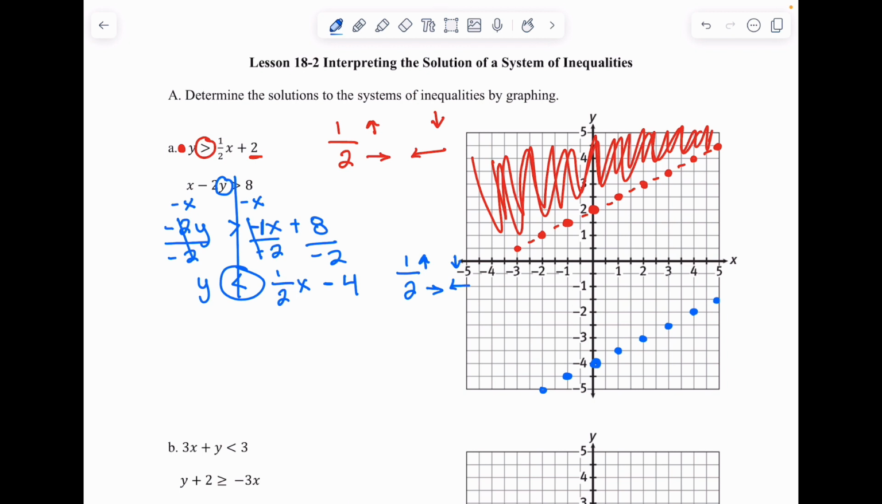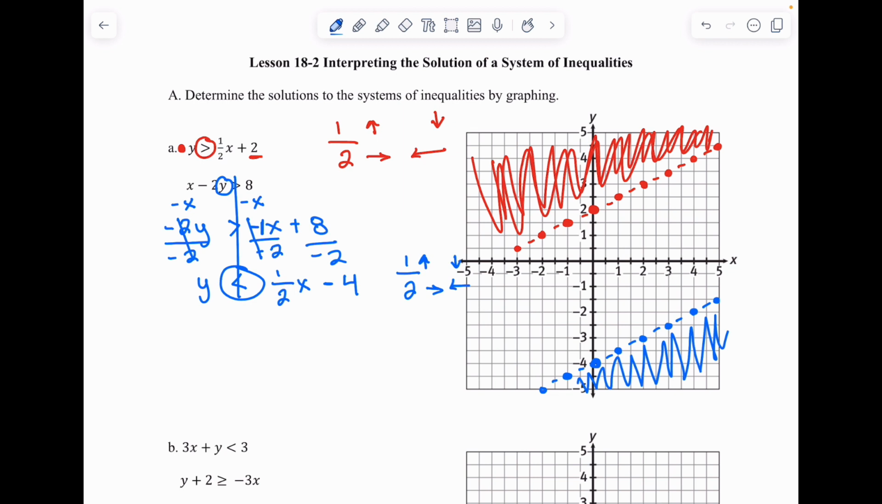Because there is no line underneath my inequality sign, once again I have a dashed boundary line. And because the sign is opening up away from the y, this is saying that y is less than, and the less than y values are going to be below the line.